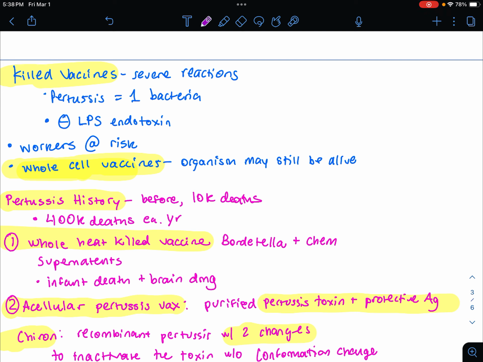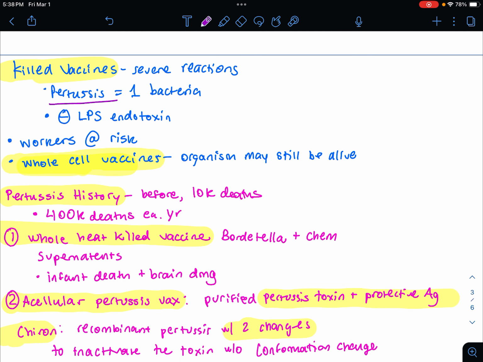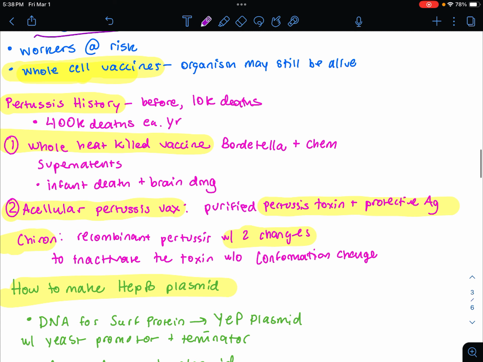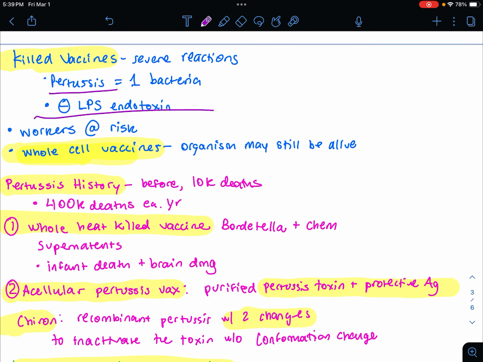Okay, so killed vaccines. Killed vaccines could sometimes cause severe reactions. An example would be the pertussis vaccine, which is a whole killed bacteria. The gram-negative killed vaccines are going to have, of course, in the gram-negative bacteria, the LPS, which is an endotoxin, the lipopolysaccharide. Production of pathogens for vaccines puts the workers at risk, and the organism in a whole cell vaccine may still be alive if it's not treated correctly.